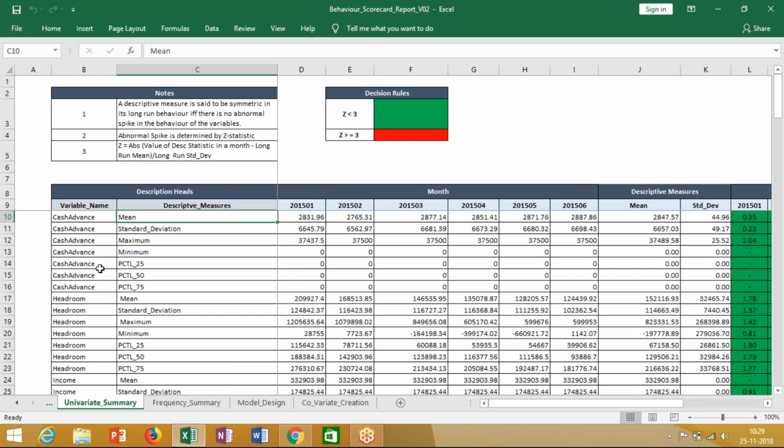Now, for this cash advance, what I have done is I have computed multiple descriptive measures. I've computed the mean, standard deviation, maximum, minimum, percentiles, right? And I have computed these descriptive measures on a month-on-month basis, right? After this, now, so this is, if I plot this, this is the value, right?